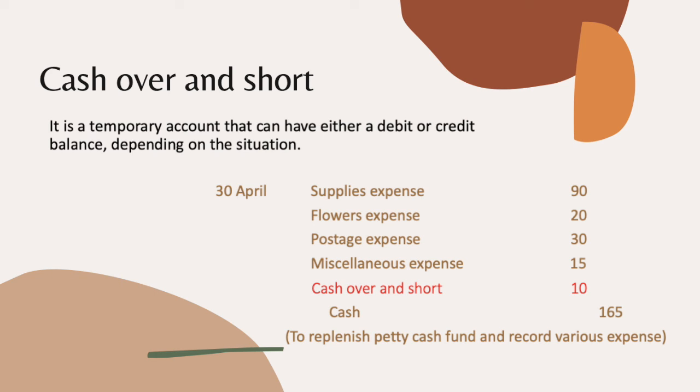Let's look at an example down here. The four expenses increase on the debit side show $155 in total, but the cash decrease on the credit side shows $165. So we're going to have a cash over and short for $10.